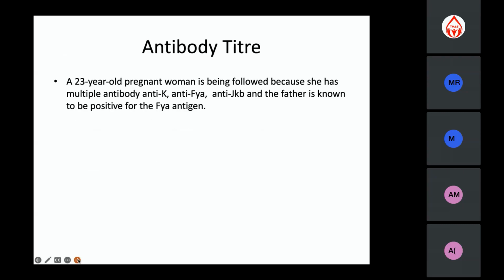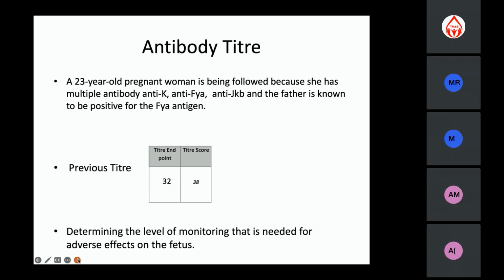Coming to the next topic, antibody titer. I will briefly review antibody titer. It's a case of a 23-year-old pregnant woman who is being followed because she has multiple antibodies. She has complex antibodies like anti-K, anti-Fya, and anti-Jkb, and the father is known to be positive for the Fya antigen. The other exposures may have been through blood transfusion or some other means. She was a known case of ICT positive. Her antibody titer in the previous sample was 32, and they have labeled the score as 38.